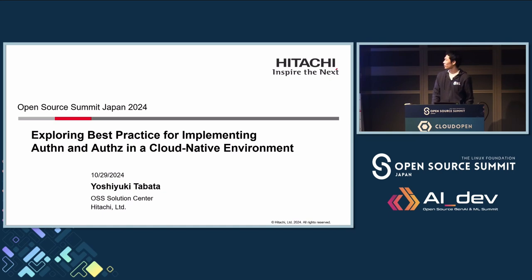Today, I'd like to talk about exploring best practices for implementing authentication and authorization in a cloud-native environment. Authentication and authorization are some of the most important considerations for cloud-native applications, but they are very difficult to implement due to the many excellent implementations and the wide range of related specifications, including OAuth and OpenID Connect. Today, I want to discuss the basics of authentication and authorization, current trends, and explore best practices for implementing authentication and authorization.